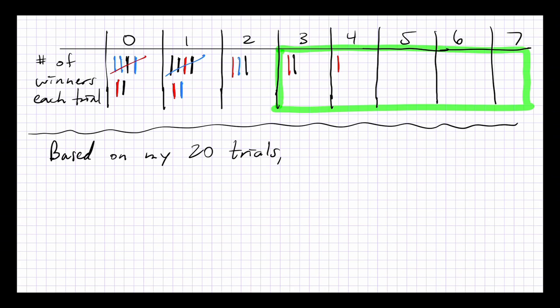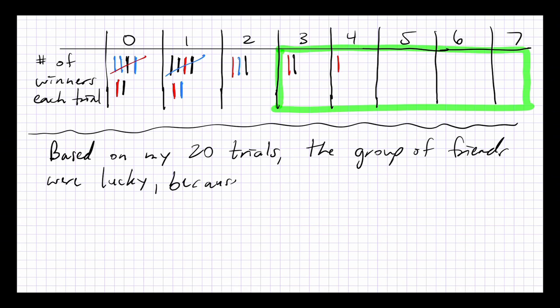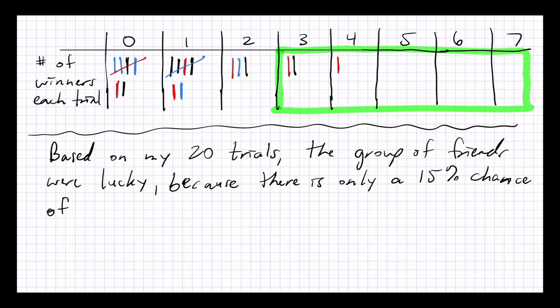So we want to answer the question. Based on my 20 trials, the group of friends were lucky because there is only a 15% chance of 3 or more friends winning. Based on my 20 trials, the group of friends were lucky because there's only a 15% chance of 3 or more winning.